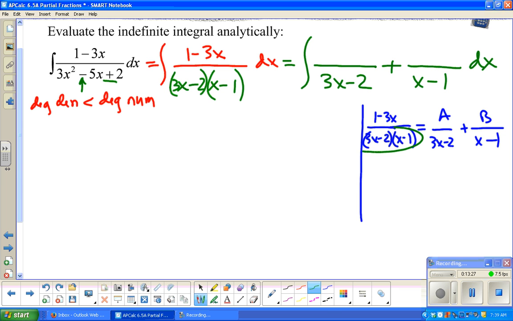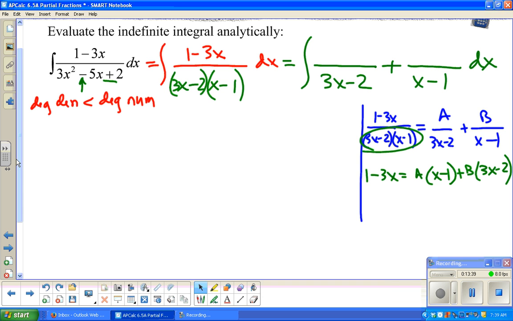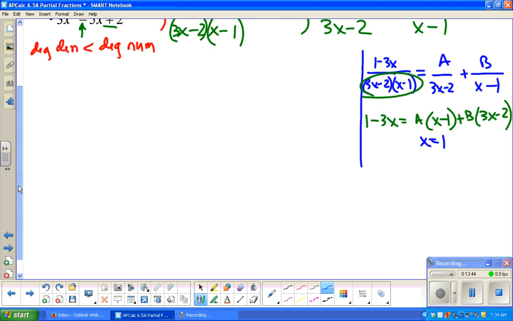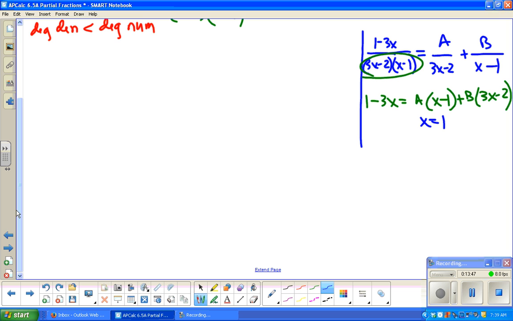Okay, so I'm going to multiply both sides by this denominator. So this is going to be 1 minus 3x equals, like so. Okay, so now I'm going to be sneaky. Let's let x equal 1 because my goal is to find A or B, and I have too many variables floating around here. So if x is 1, then this is going to become 1 minus 3 times 1, so -2 equals, this is going to go away, and then I'm going to have 3 times 1 minus 2, so 3 minus 2 is 1, so this is just B. Sweet! All right, so B is -2.